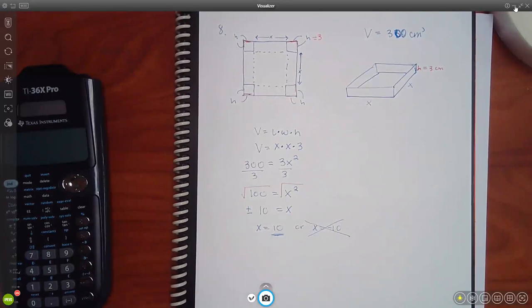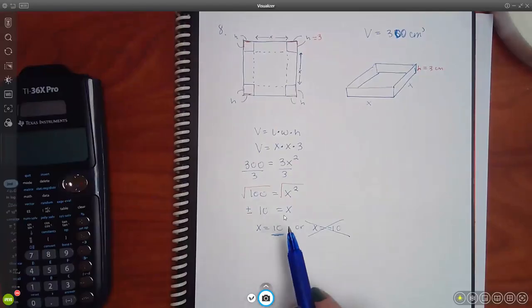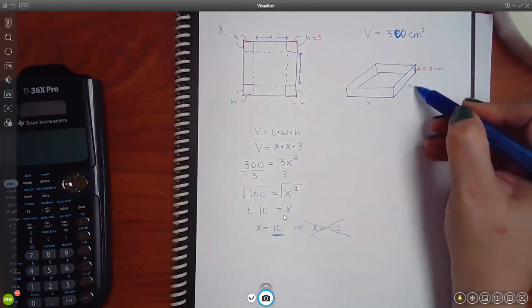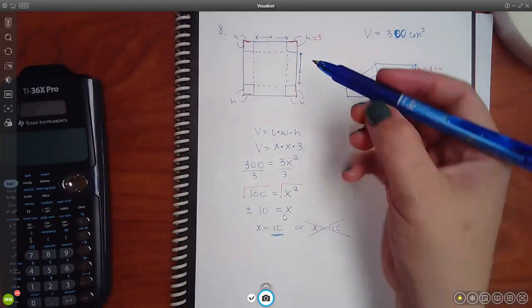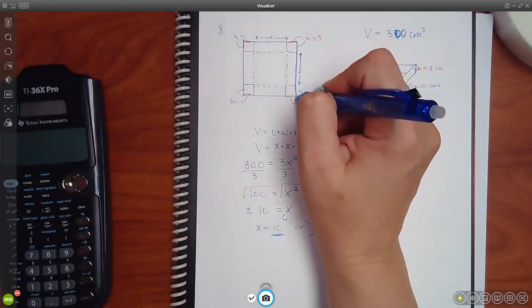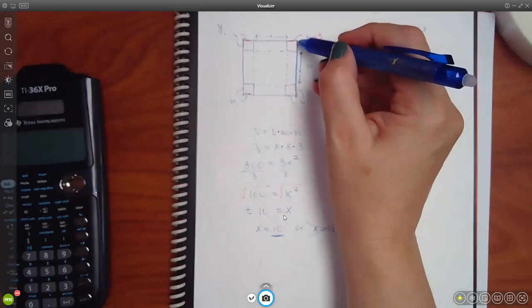Now, let me see how it has it in the problem. So in the problem, it just says it wants to know the dimensions of the material. It doesn't say paper, it just says material. So they don't want to know the dimension of the box, because that's what I know. I know that this measurement is 10 centimeters, right? But I wanted to know what the measurement of the material was. So I actually have to have this measurement. And right now, all I know is that this is 10, this is 3, and this is 3. So what is the measurement of the whole thing then?